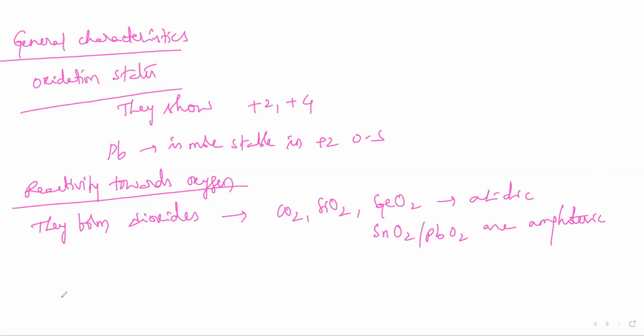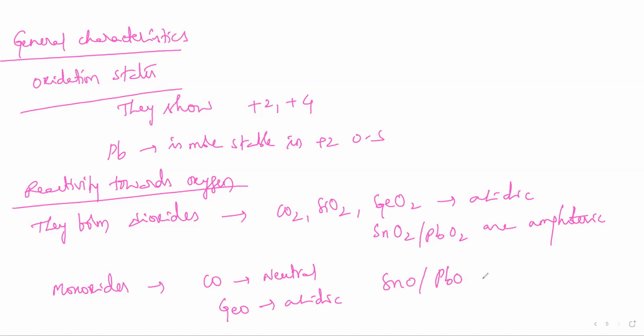Next, monoxides. They form monoxides also. In that, carbon monoxide is neutral. Germanium monoxide is acidic. Tin monoxide and lead monoxide are amphoteric, right?